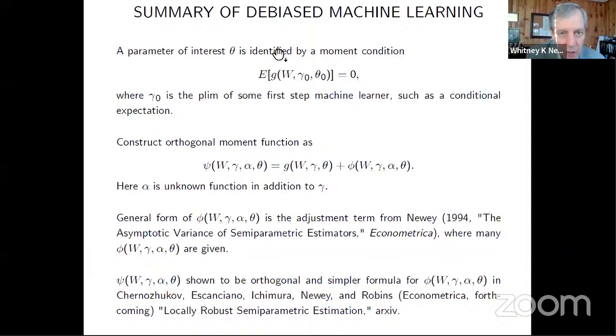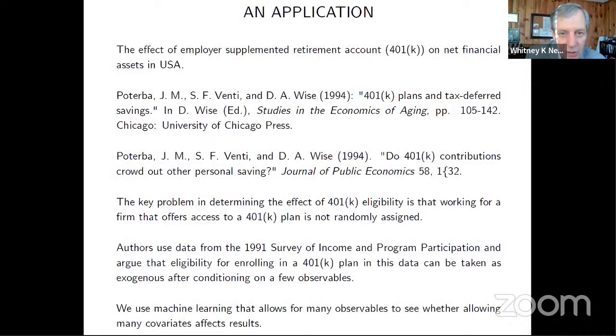Okay, there's one question in chat. Let me look at it. Avoid endogeneity, right. Yes, that's right. What if D is endogenous due to simultaneity? Yes, this approach would work when excluded instruments are present. That's a great point. You could do an IV version of this. Let's go back and look at the empirical application, actually.